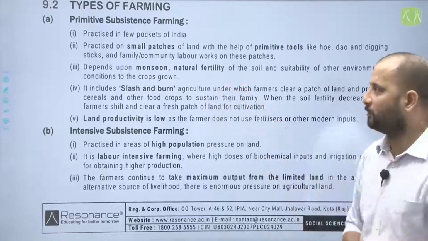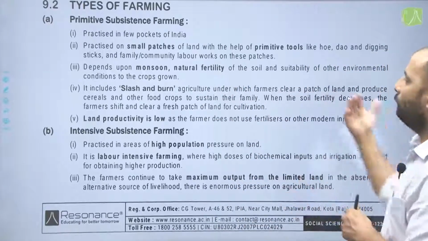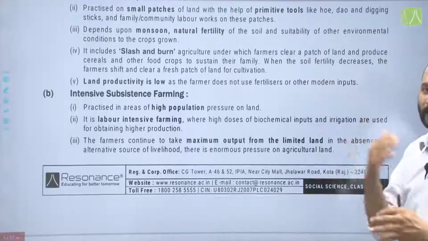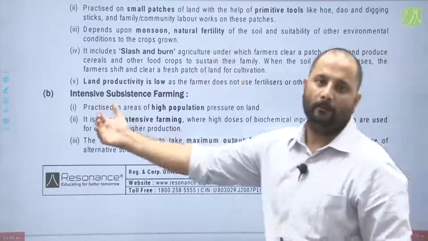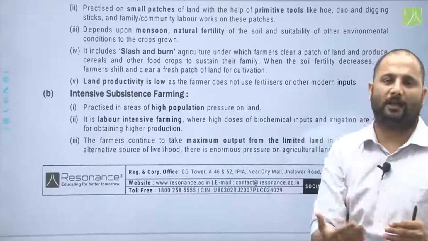It is a kind of slash and burn agriculture, under which farmers clear a patch of land and produce cereals and other food crops to sustain their family. When the soil fertility decreases, they move on to another piece of land. That is why it is also known as shifting cultivation or slash and burn agriculture.